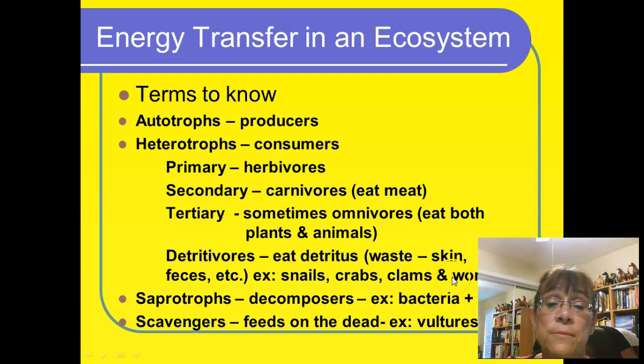And saprotrophs are decomposers like bacteria. Scavengers, those are vultures, and they feed on dead things as well. Kind of smart. They don't expend a lot of energy in the hunt. Like a hawk will hunt, or a lion will hunt. Vultures just wait for something to die, and then they eat it. So they're kind of lazy, if you think about it.